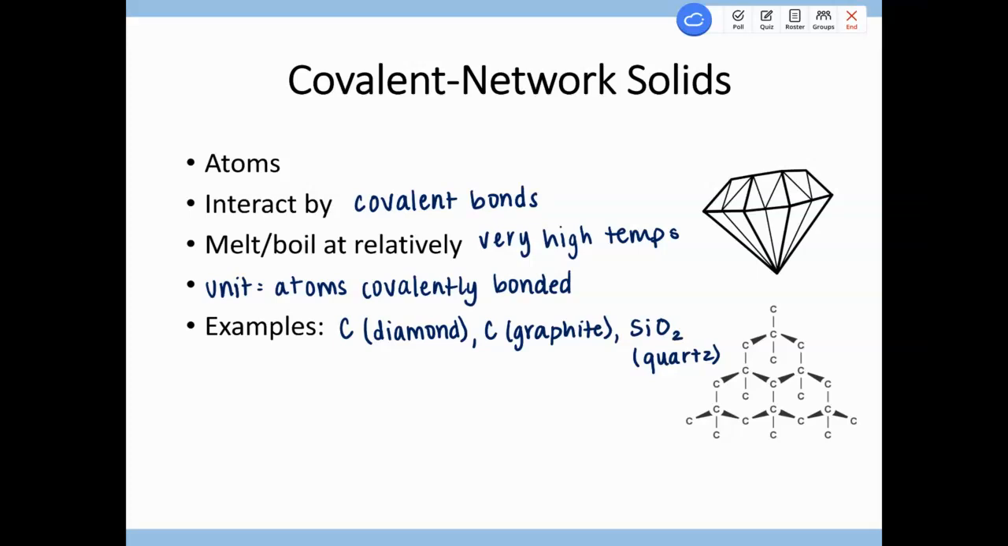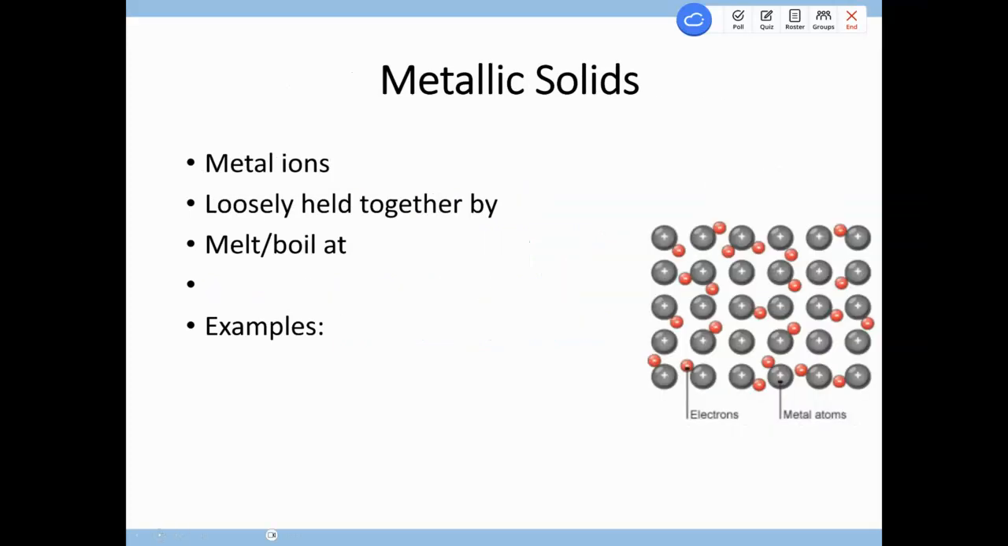All right, next we have the last type, which are metallic solids. So these are solids that are made up of just metals.